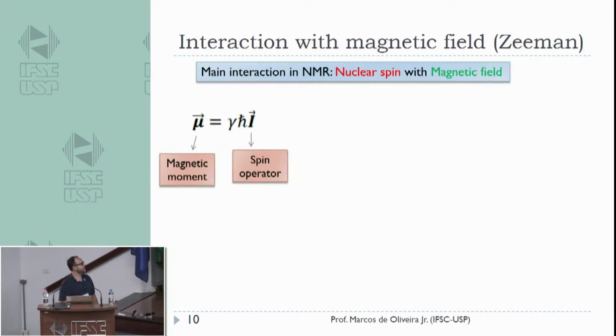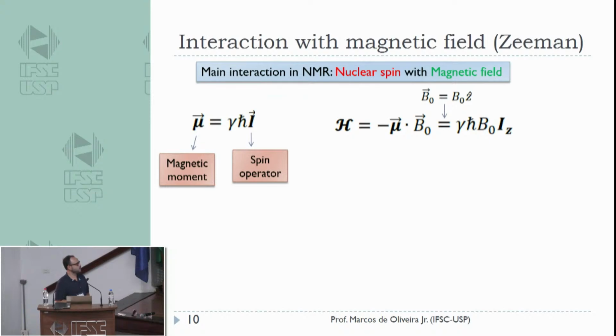So again, we have a magnetic moment in the nuclei that are active in NMR. And the main interaction is between this magnetic moment and the magnetic field that's applied by the spectroscopist. So we have a big magnet there, I will show it here. We put a magnetic field there, and then we have a Hamiltonian of the interaction between the magnetic moment and the magnetic field that's applied.